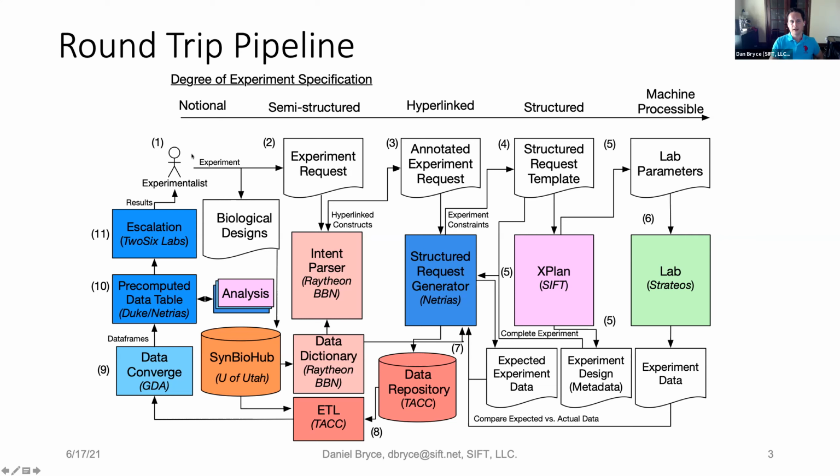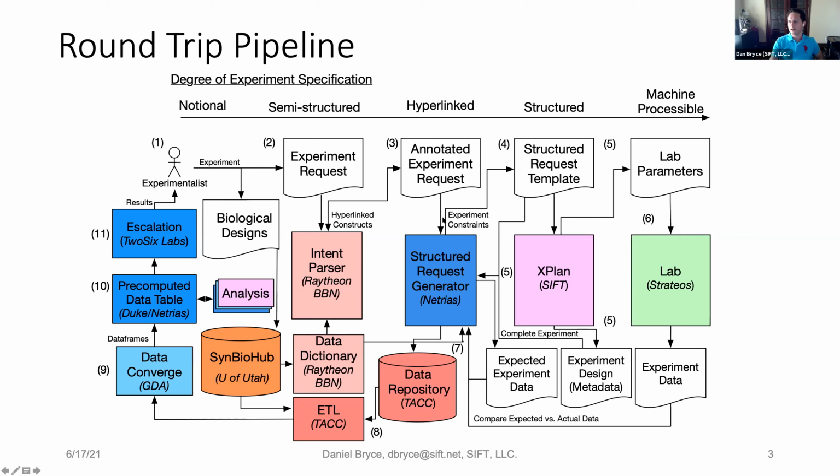So what happens is our experimentalists start by creating an experiment request, basically where they state what they want. This will go through and we'll attach metadata to that experiment using a tool called the Intent Parser. This involves creating links to all the constructs in their experiment to SynBioHub, so we have a record of all the strains that are going through in the experiment. We know a ton of information about them based on what's in SynBioHub.